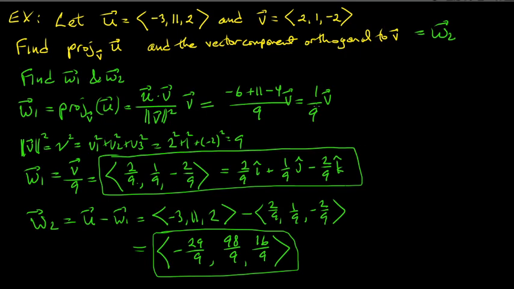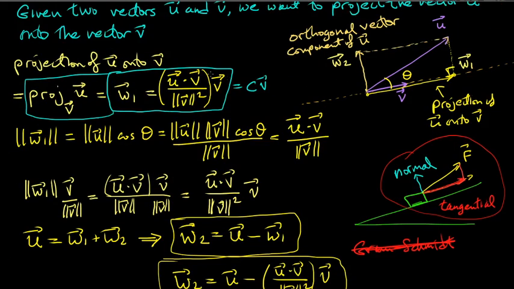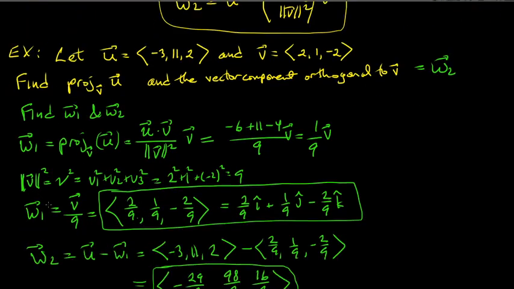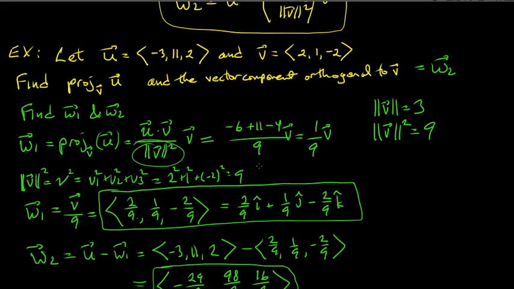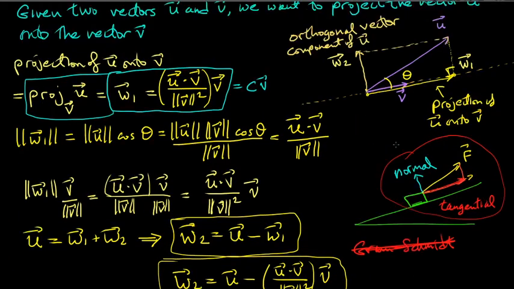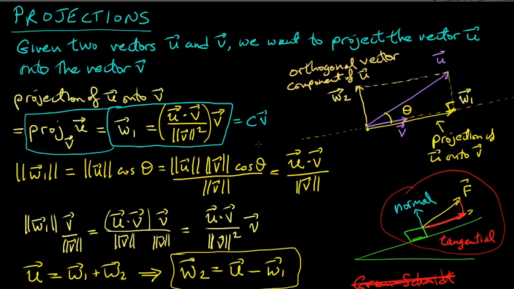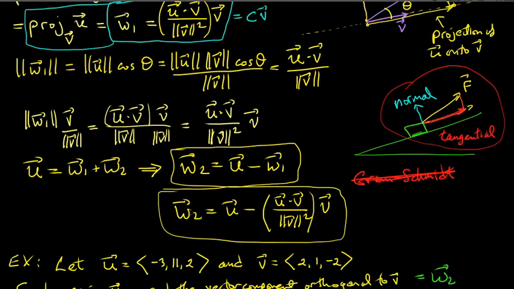So finding projections, again, it's just making sure you know how to use this formula. Take the dot product and take the magnitude of v. In this case, the magnitude of v, of course, was 3. But in the formula, we needed v squared, which is 3 squared, which is 9. So don't get confused by the magnitude of v and the square of the magnitude of v. In this case, we needed the square in the denominator.